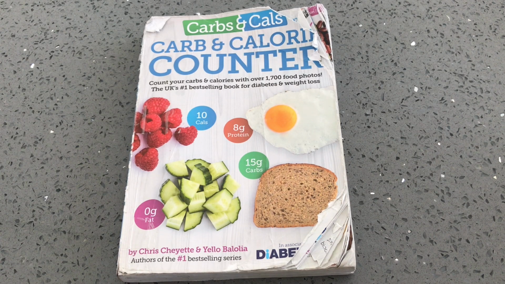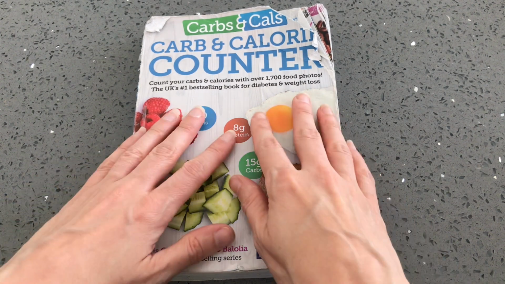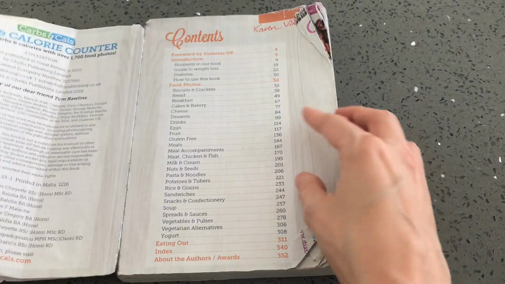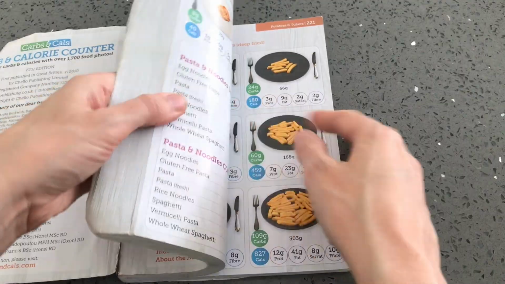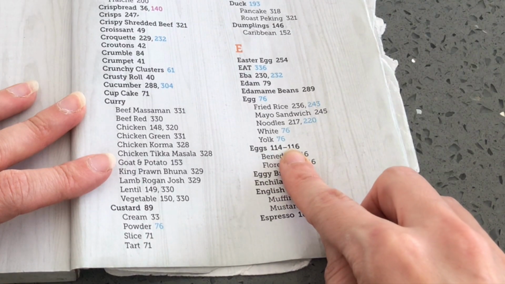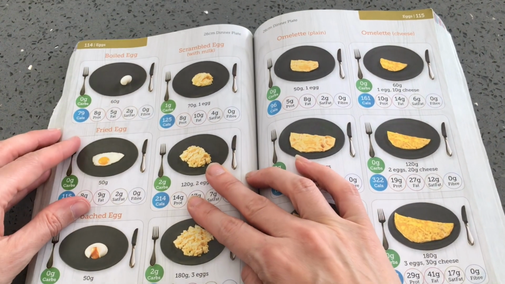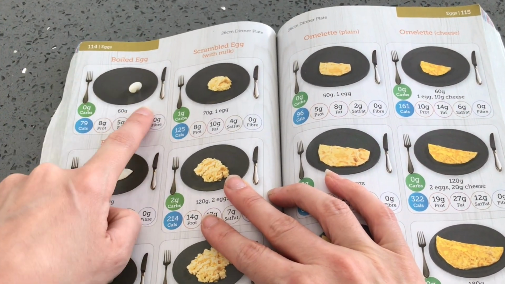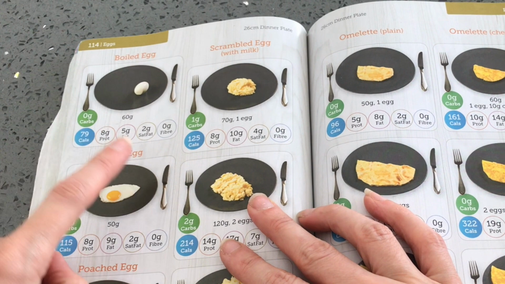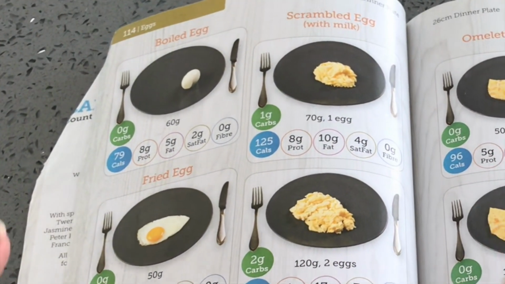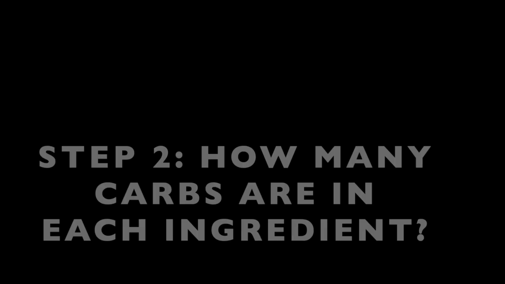Now if you're not sure, of course, if a food has carbohydrates in or not, that's okay. When you're new to this, it's all about learning. So the first thing I would suggest is looking in the Carbs and Calories counter book. We can look up eggs. Eggs, 114 to 116. Here we go, you can see that a boiled egg has 0 grams of carbohydrate, fried egg, 0 grams. So when you're using it in a recipe, you don't need to worry about adding carbs in.